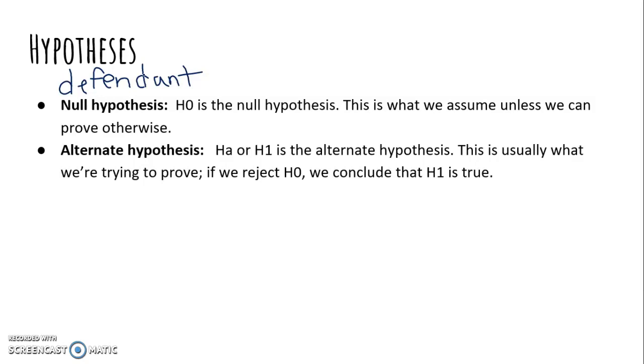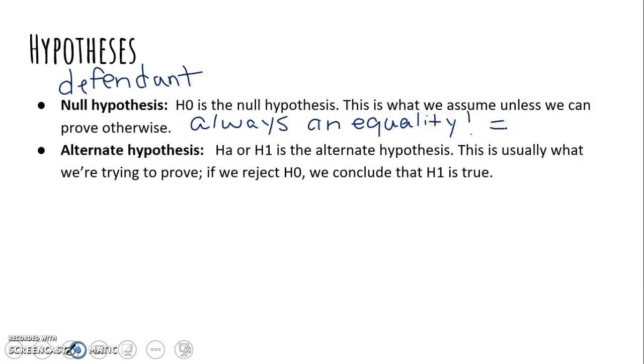Now, a null hypothesis is always an equality statement. It always has an equal sign, okay? At least in these beginning ones that we're going to be doing. So always equals, always equals. So for the null statement, you might say the mean is equal to 20. And that would be what the defendant proclaims. The defendant is proclaiming that they're innocent. They're proclaiming that the mean is equal to 20.